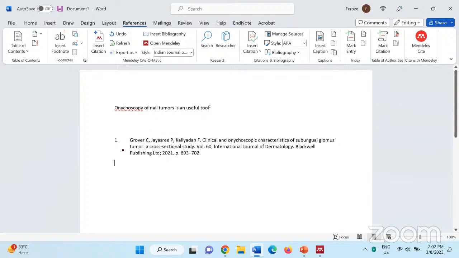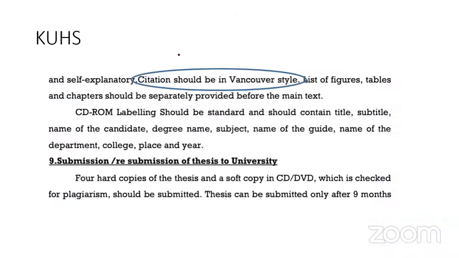Now, if you delete one reference among a list, automatically it renumbers and it changes the in-text citations also. If you send it to another journal, you can just change the style over there. So it's all very easy. It's very intuitive. So please do try it out.